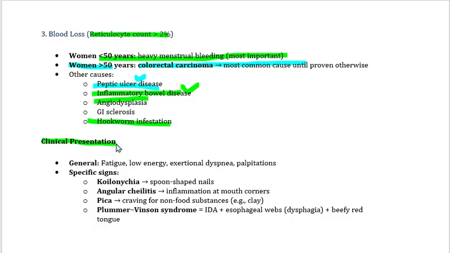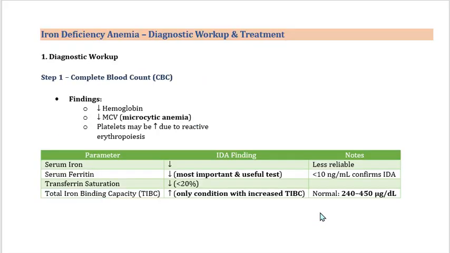What is the clinical presentation? As we discussed earlier, there will be general fatigue, low energy, exertional dyspnea, and palpitation. Specific signs are koilonychia, which are spoon-shaped nails, angular cheilitis, inflammation at the mouth corners, and pica, which is a craving for non-food substances like clay. Patient can present with Plummer-Vinson syndrome. It is iron deficiency anemia plus esophageal webs. The patient will present with dysphagia and a beefy red tongue, which will be seen on examination.